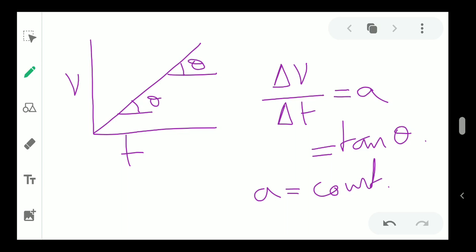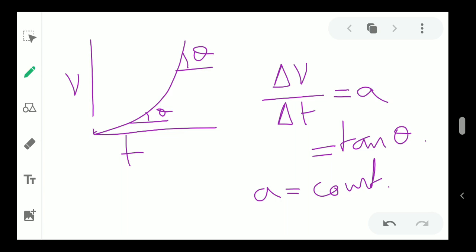But in case this graph is not linear, rather curved like this, that means theta is changing everywhere. As theta is changing everywhere, a is not constant in this case. So if you have a graph like this, it is called increasing acceleration. If you have a linear graph like this, that is called uniform acceleration. If you have a graph like this, that is a decreasing acceleration. Okay.